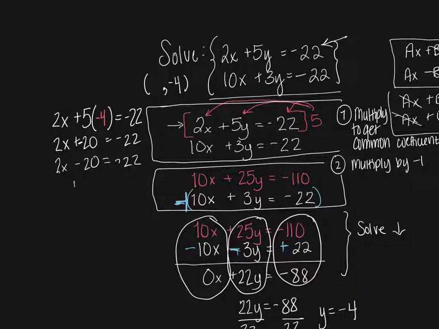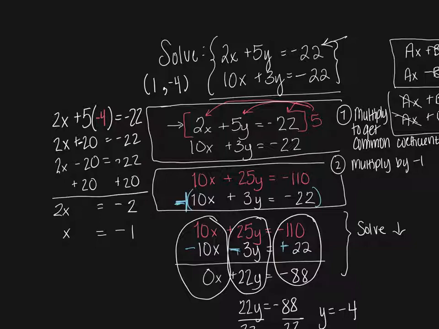So I'm going to end up adding 20 to both sides to get it away from the side with my x. 2x equals negative 2, x equals negative 1. So this is telling me that my ordered pair that solves this is 1 and negative 4.